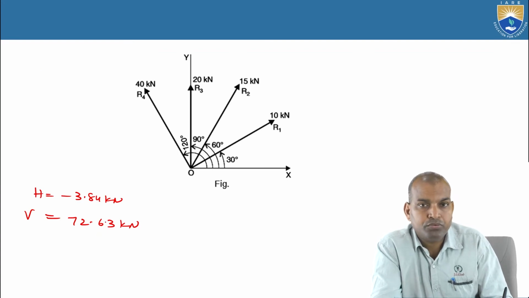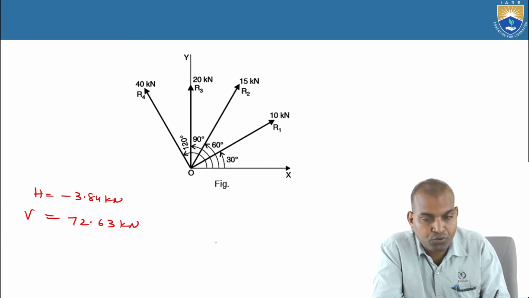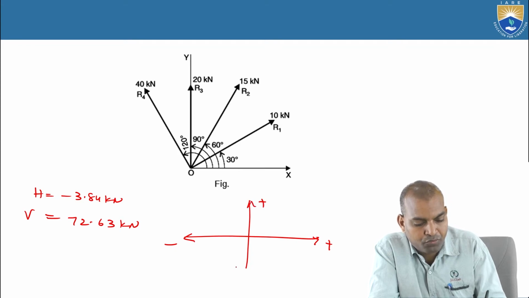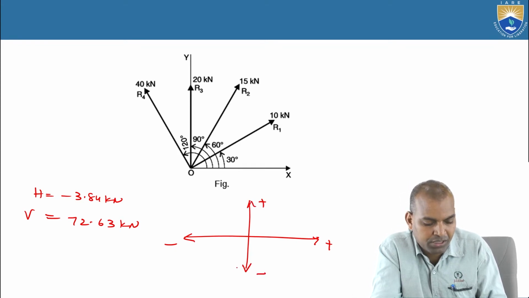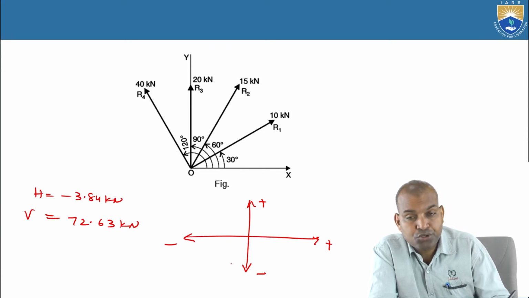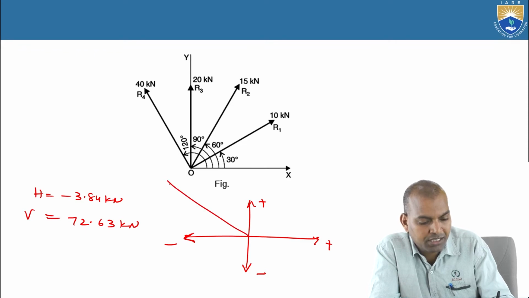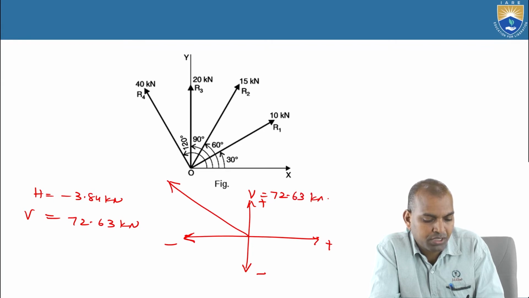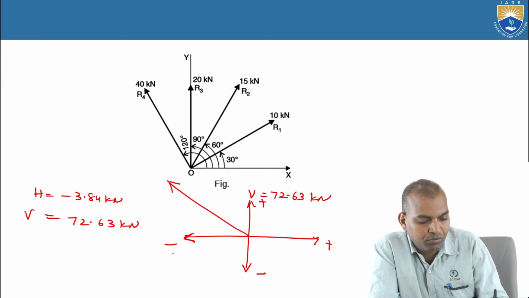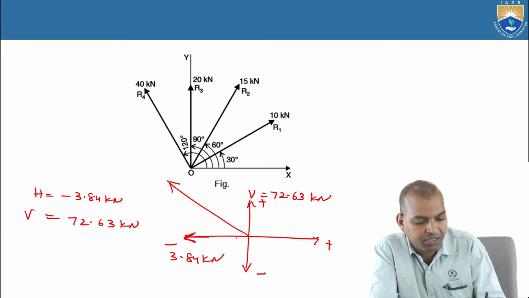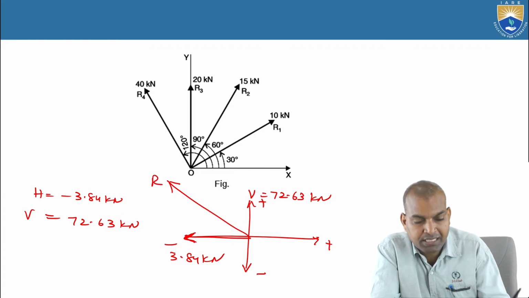Now how to get the resultant force and in what direction? If we consider the positive X, negative X, the positive Y upwards, and vertical downwards is negative Y. Now in which quadrant is it? The negative X and the positive Y. This is the resultant force. V equal to 72.63 kilonewtons, whereas H equal to 3.84 kilonewtons in the negative X direction. Now in this direction the resultant acts.